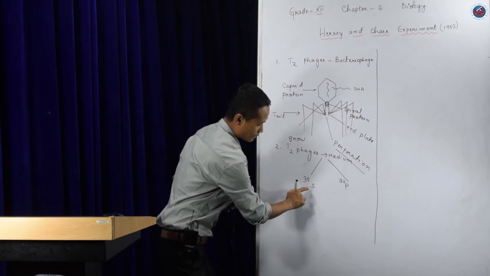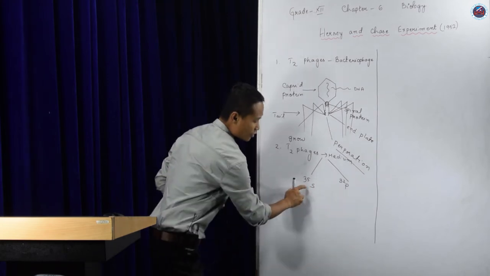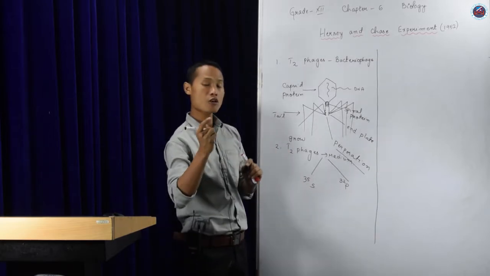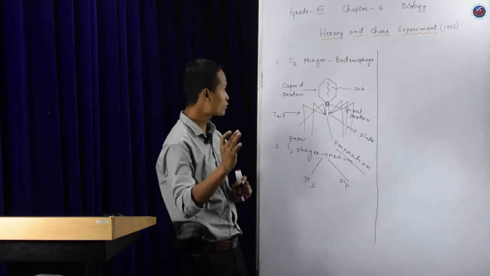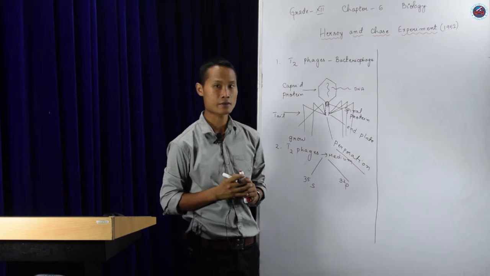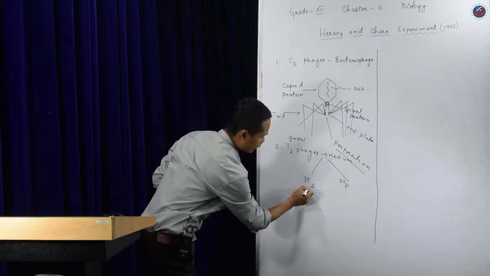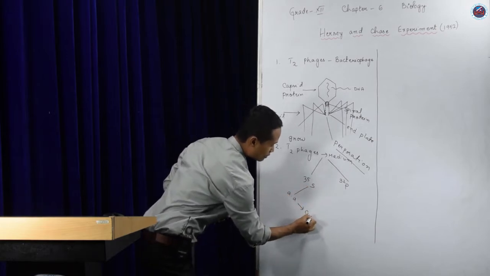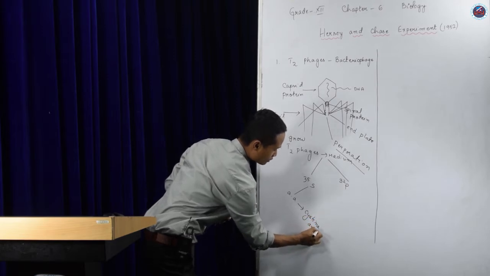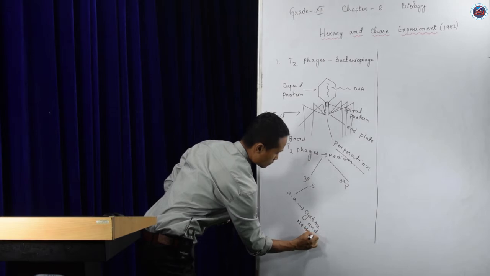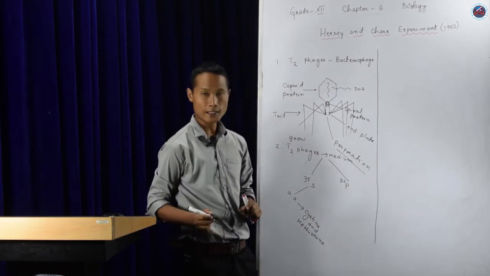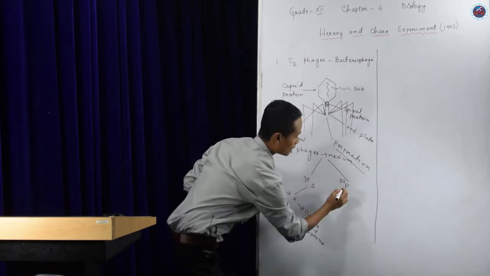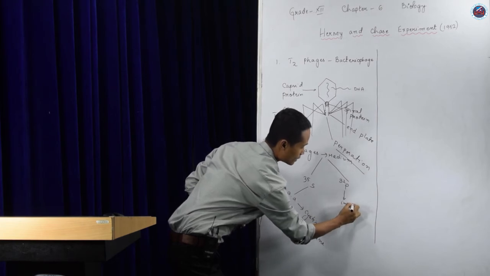Now remember, this sulfur 35 is not a part of DNA, it is a part of protein. So it has to be incorporated in the amino acids. As you know, proteins are made up of amino acids, right? So this sulfur 35 was incorporated in the amino acids cysteine and methionine, whereas phosphorus 32 was incorporated in DNA.